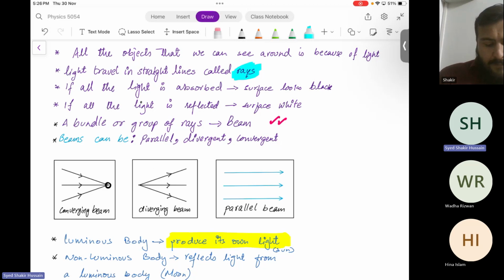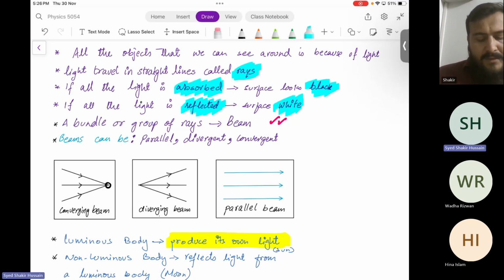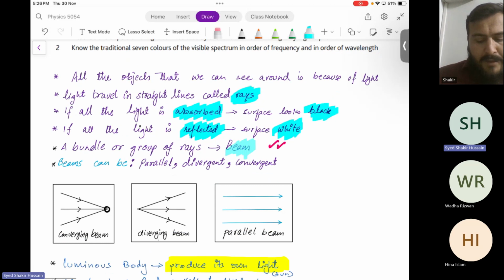Similarly, if all light is absorbed by a surface, then that surface looks black. If all light is reflected from a surface, then that surface looks white. If you have just one light ray traveling in a straight line, that's known to be a ray. But if you have more than one light ray, that's known to be a beam, right?